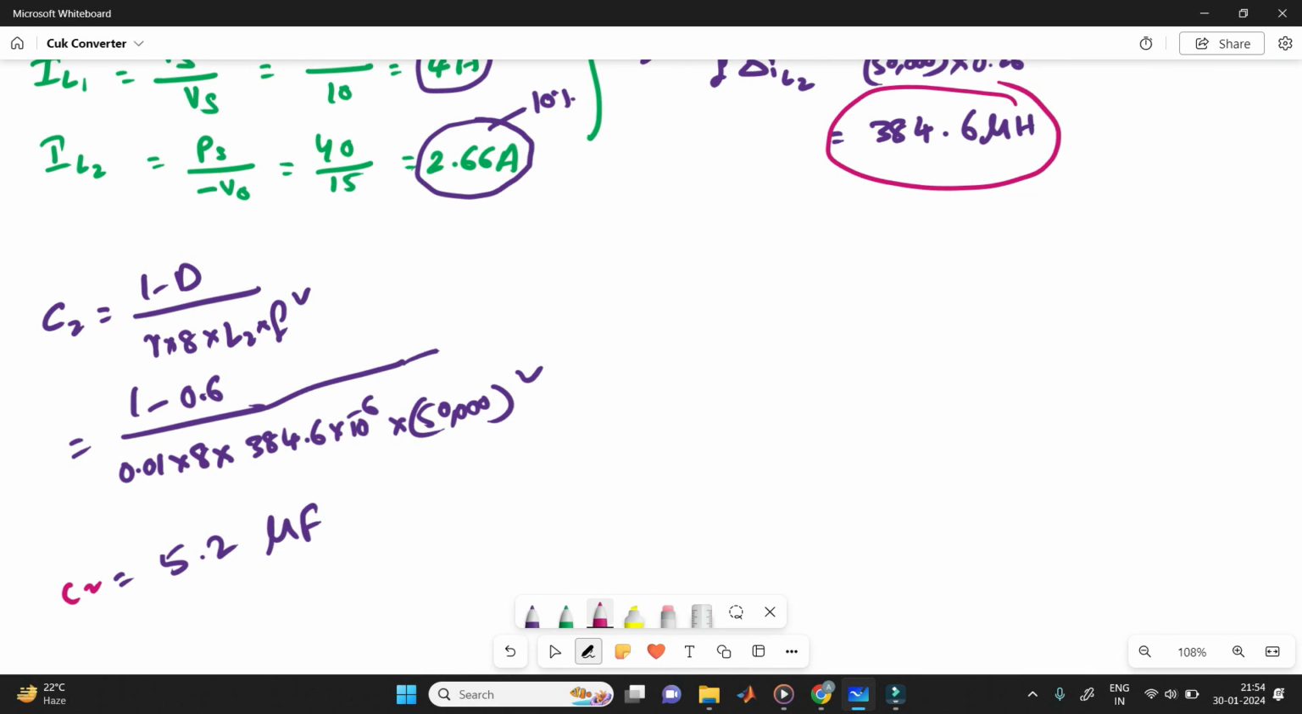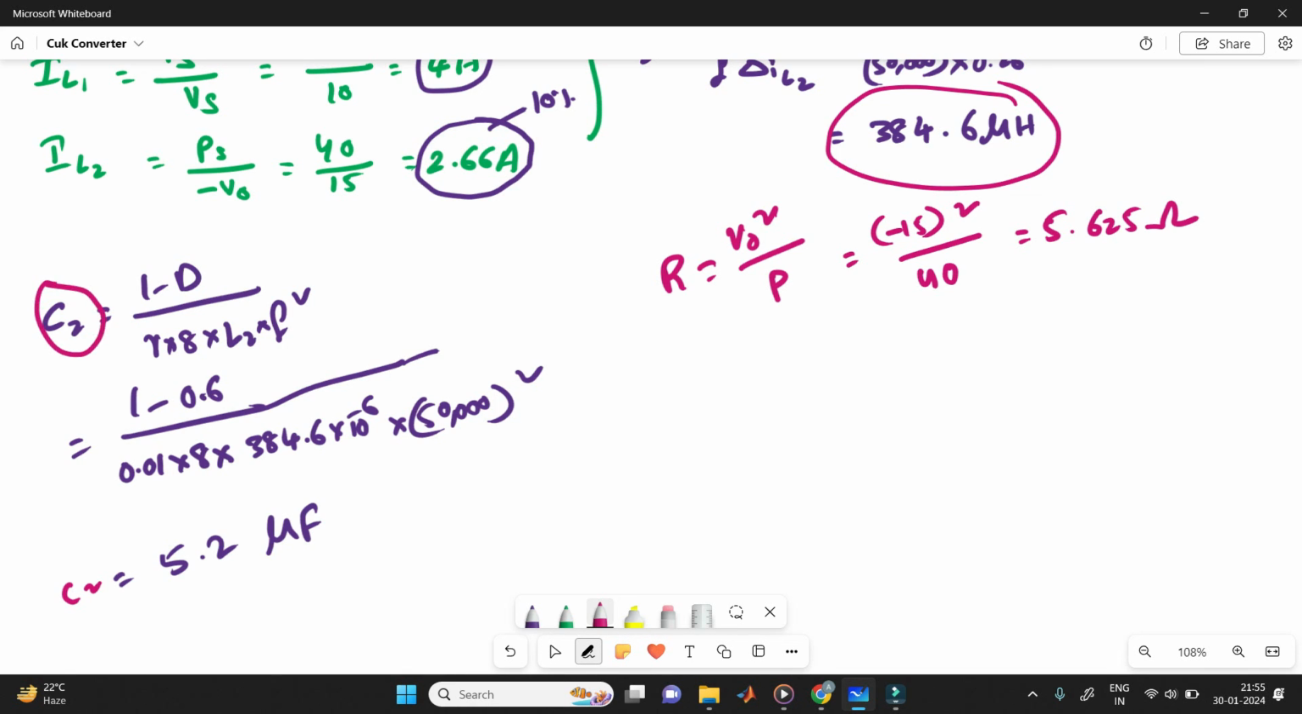Now let's find the resistance value. The resistance value is V0 square by P. We know that V0 is 15, whole square, by power, which we assume as 40 watts. Then you will get 5.625 ohms. This is the resistance value. Now find the capacitor C1, because we already found C2 here. So now let's find out the capacitor C1 value.